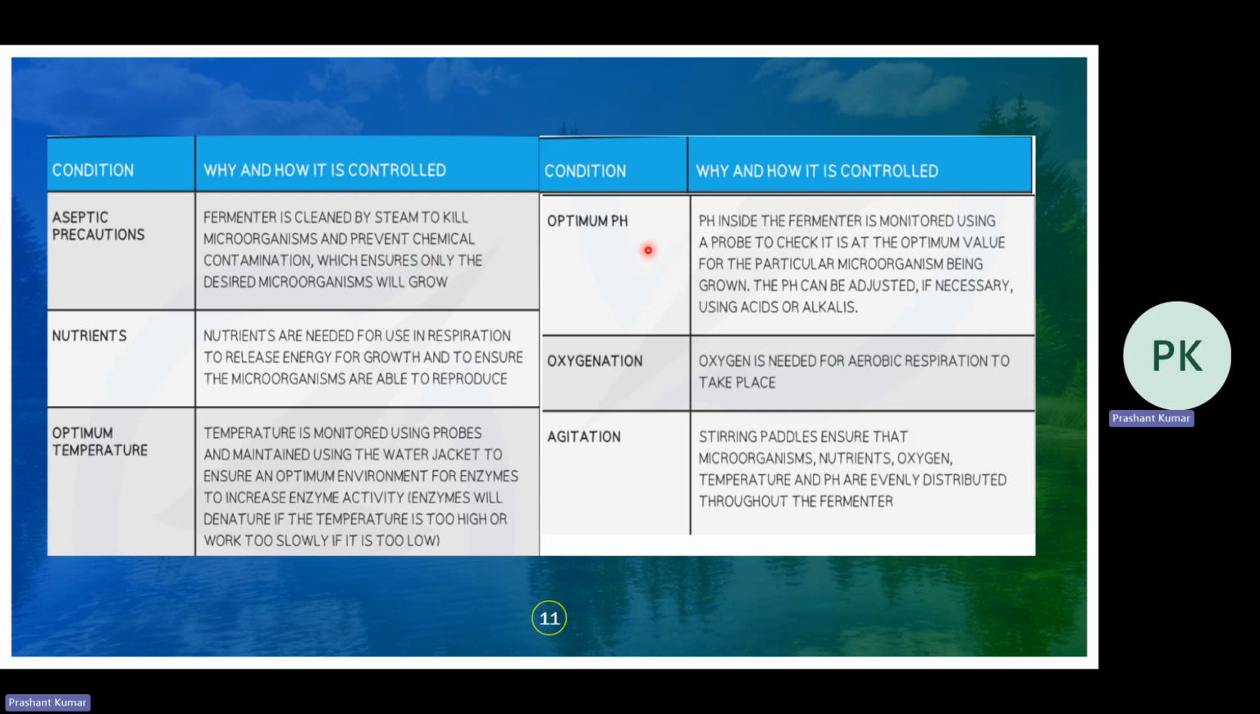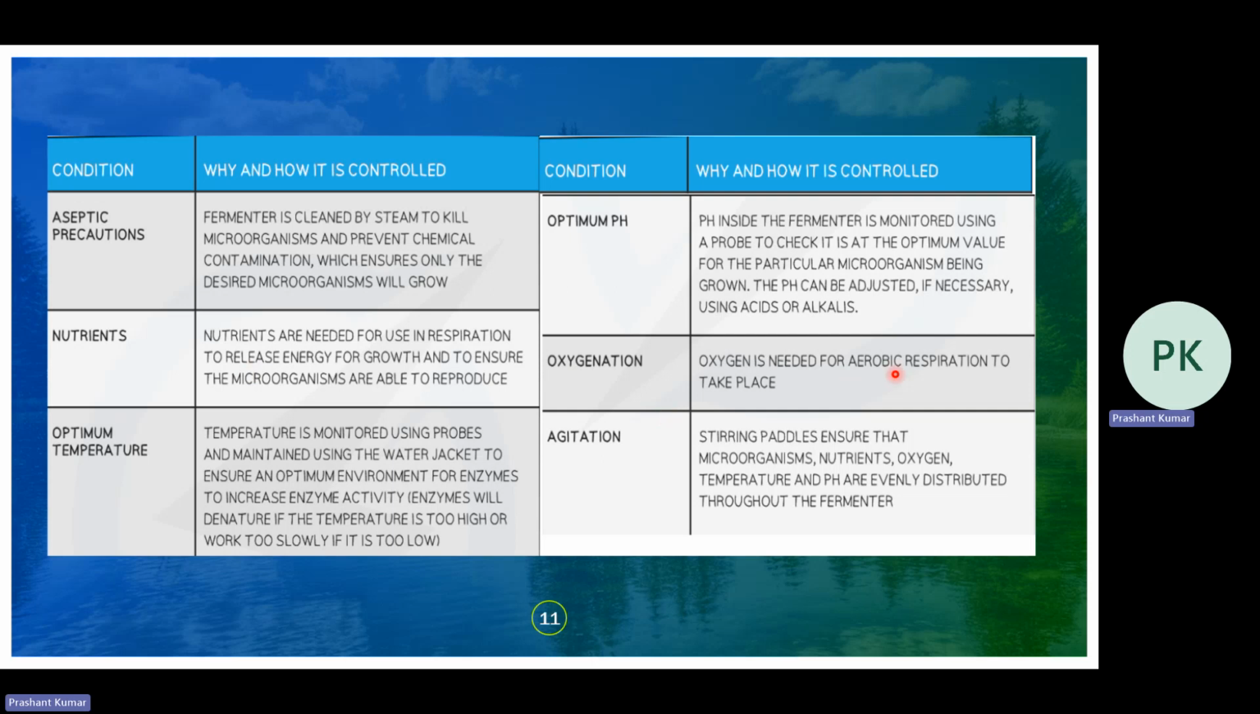Optimum pH. Of course, we need optimum pH for enzymes to work. So it should not be too acidic or too alkaline, otherwise enzymes are not going to work. Nutrients. Nutrients are needed for use in respiration to release energy for cellular growth and also to ensure that microorganisms are able to reproduce.